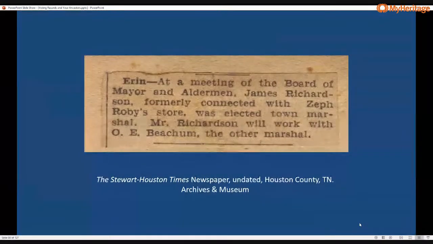Here's another great newspaper article. It's undated, but it says at a meeting of the board of mayor and alderman, James Richardson, formerly connected with the Zeph Roby's store, was elected town marshal. And it says Mr. Richardson will work with O.E. Beecham, the other marshal of the town. So fantastic information. If James Richardson was your ancestor, I would think that would be pretty darn cool to find that he was elected as the town marshal.